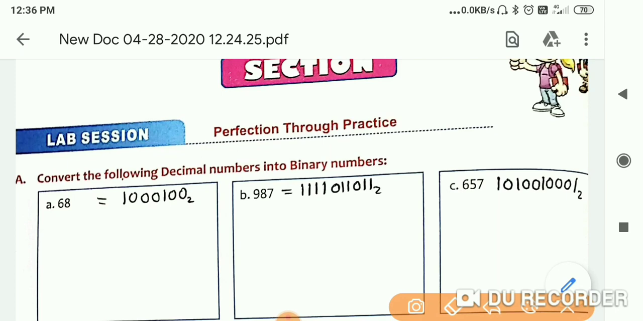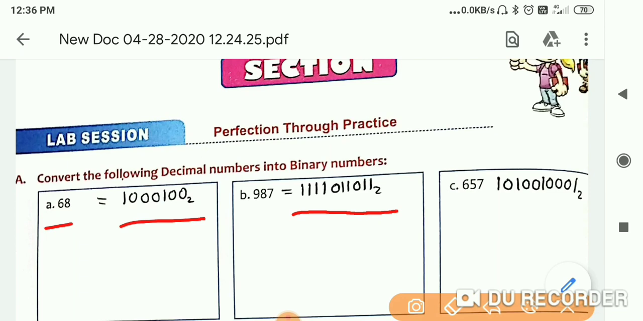So the first question is 68. 68 is the decimal number that you want to convert. The second question is you have to convert 987 decimal number to its equivalent binary number, and the answer is 1111011011 base 2.